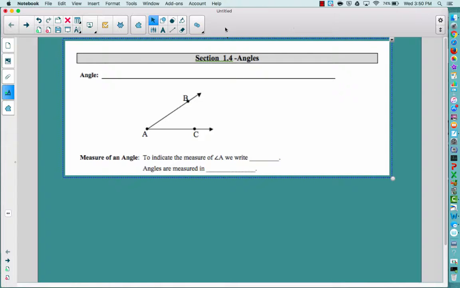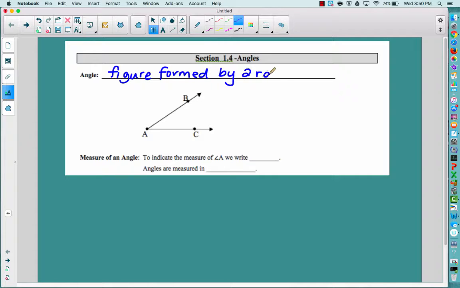Hello. So today's class is going to be about angles. And in order for us to talk about angles, we're going to go back to what you discussed with your groups in class today, what an angle is. So we came up with a more formal definition. An angle is a figure, that's what you guys told me, a figure formed by two rays with the same end point.